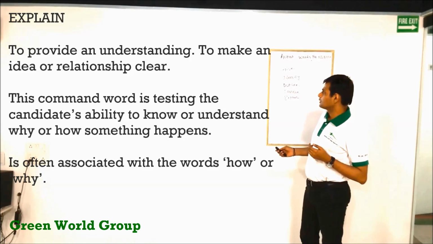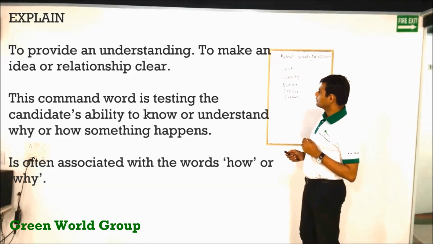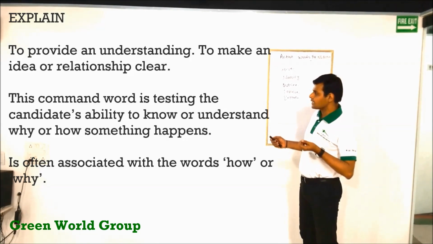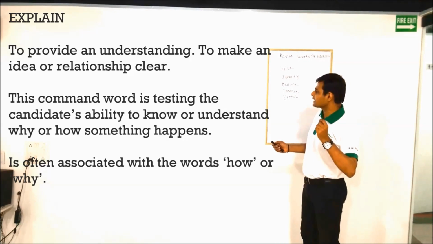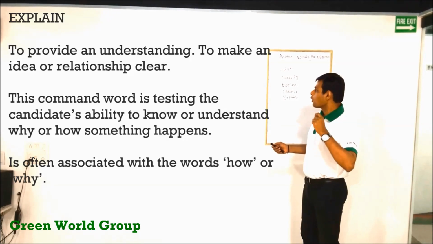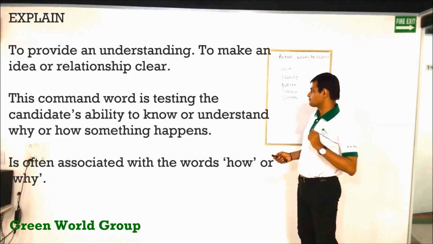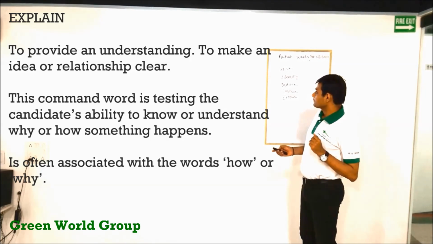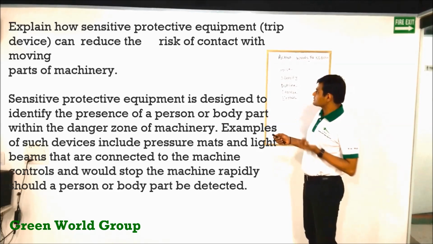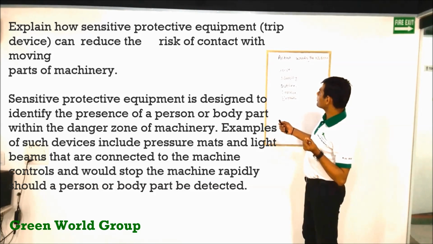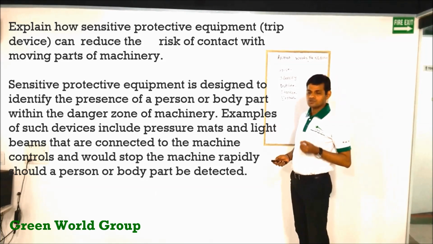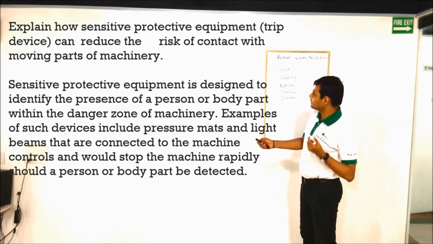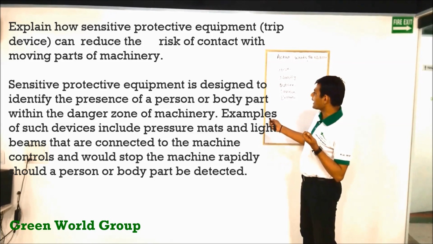Next keyword is explain. Explain means to provide an understanding, to make an idea or relationship clear. This command word is testing the candidate's ability to know or understand why or how something happens. Okay. So just read this question. Explain how sensitive protective equipment, that is trip devices, can reduce the risk of contact with moving parts. So for this question, the answer will be sensitive protective equipment is designed to identify the presence of a person or body part within the danger zone.